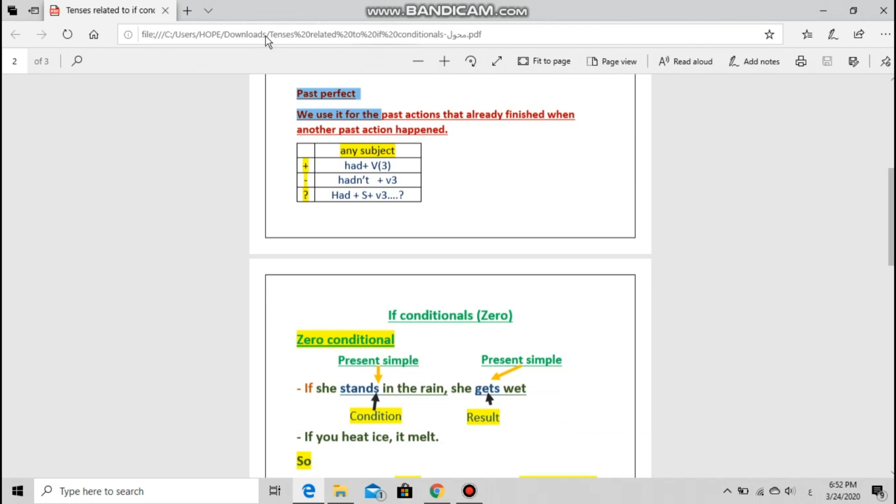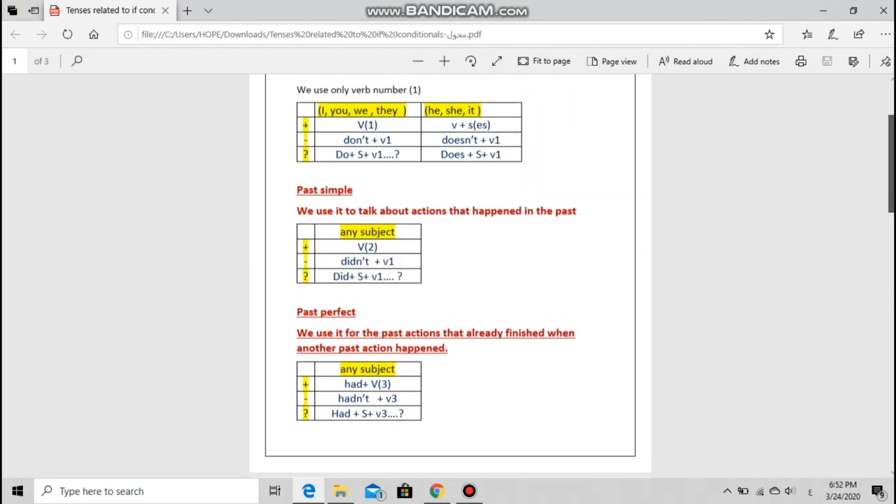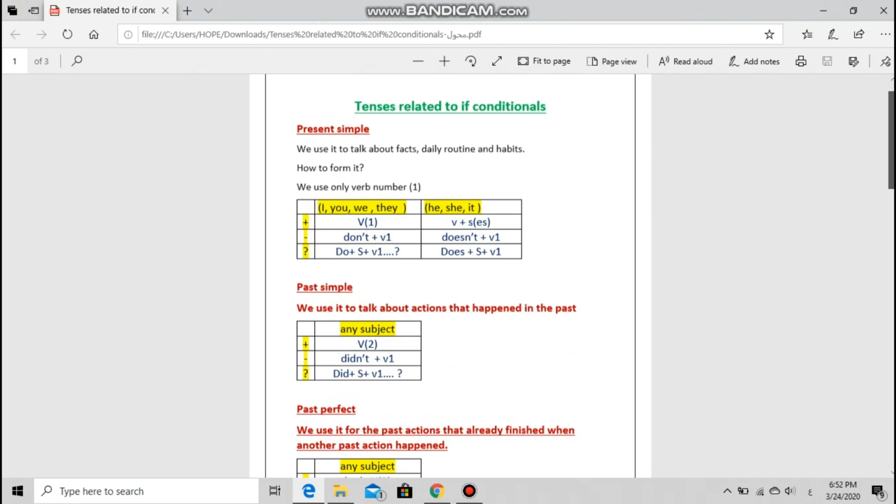Hi everybody. Today I will start with you the conditionals, okay? The zero and the first conditional. But before going through them, I have to revise the tenses with you, the three main tenses related to the if conditional. The present simple.